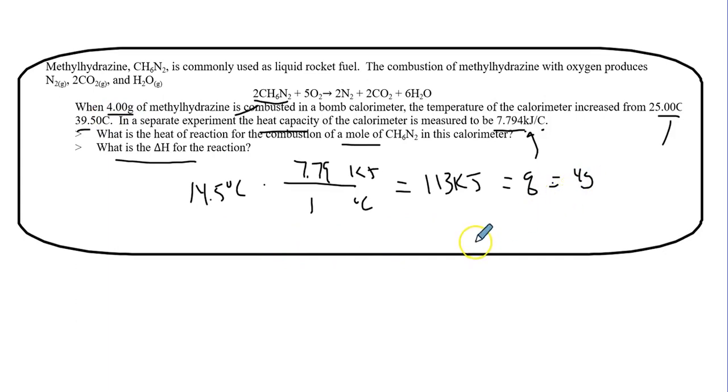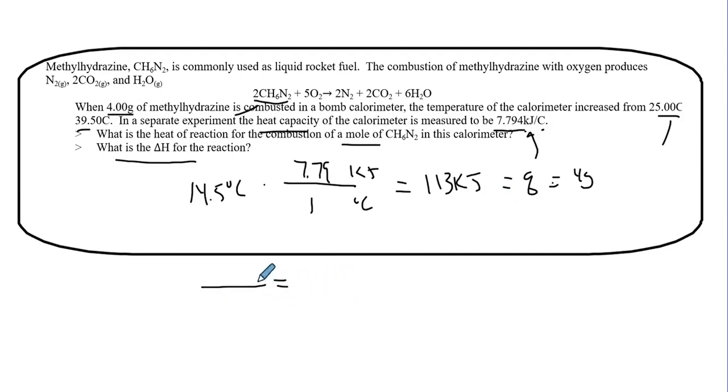I want to know what it is when 1 mole goes through. So I'm going to take this energy for my 4 grams and divide it by the grams per 1 mole. There are 2 ways you could do this one. You could use a straight proportion if you wanted.